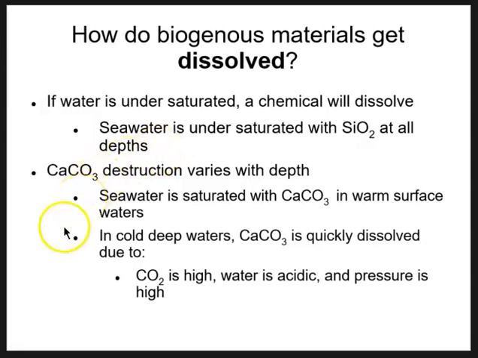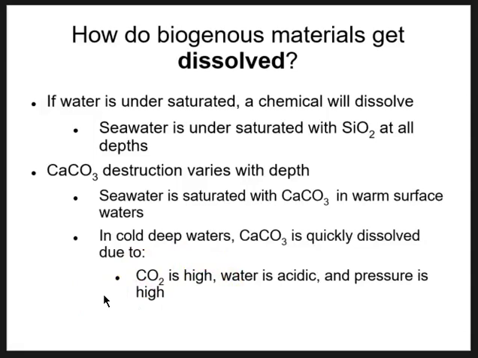Now with calcium carbonate, it actually depends on the depth of the water. Seawater is saturated with calcium carbonate in warm surface water. So remember, calcium carbonate is coming from organisms that are called coccolithophores or foraminiferans, or shelled organisms that we think of like oysters and clams. So in warm surface waters, the seawater is saturated with it, which means that it's not going to dissolve it as well. But in the deeper waters where it's very cold, and the water tends to be more acidic or lower in pH, the pressure is high, there's more carbon dioxide down there. All of these factors contribute to the calcium carbonate becoming dissolved. And if it becomes dissolved, then it becomes part of the water and therefore it doesn't accumulate.